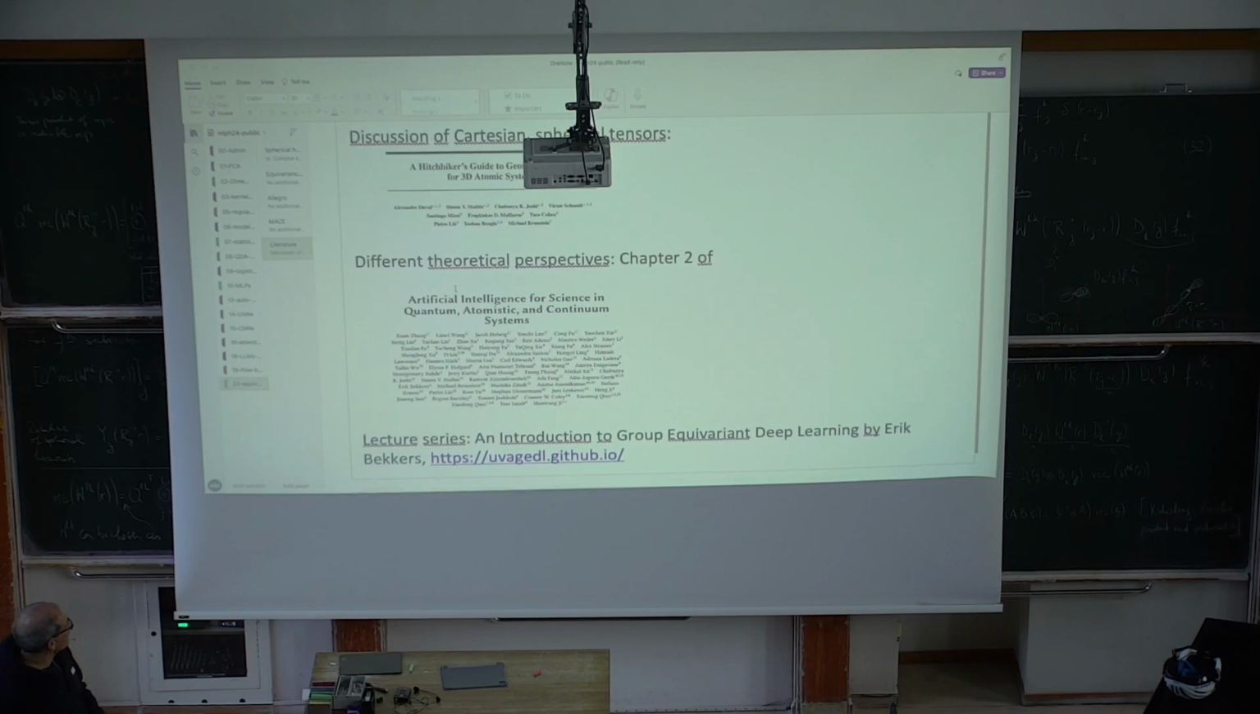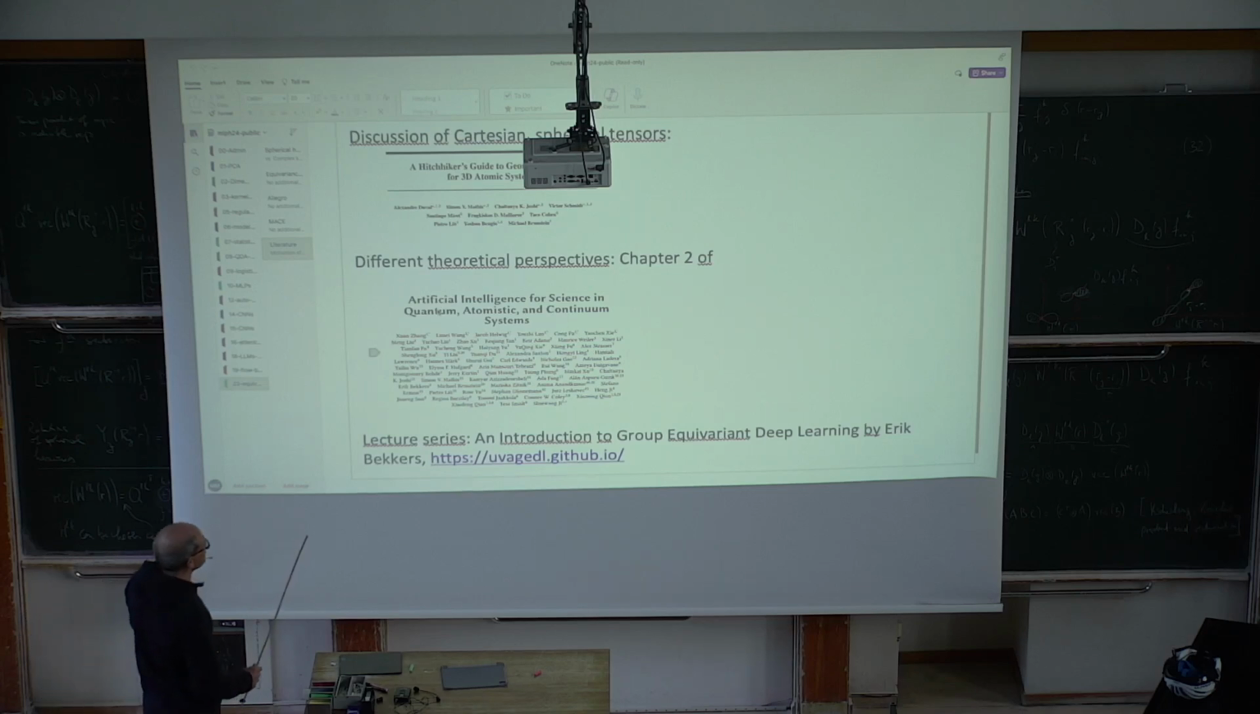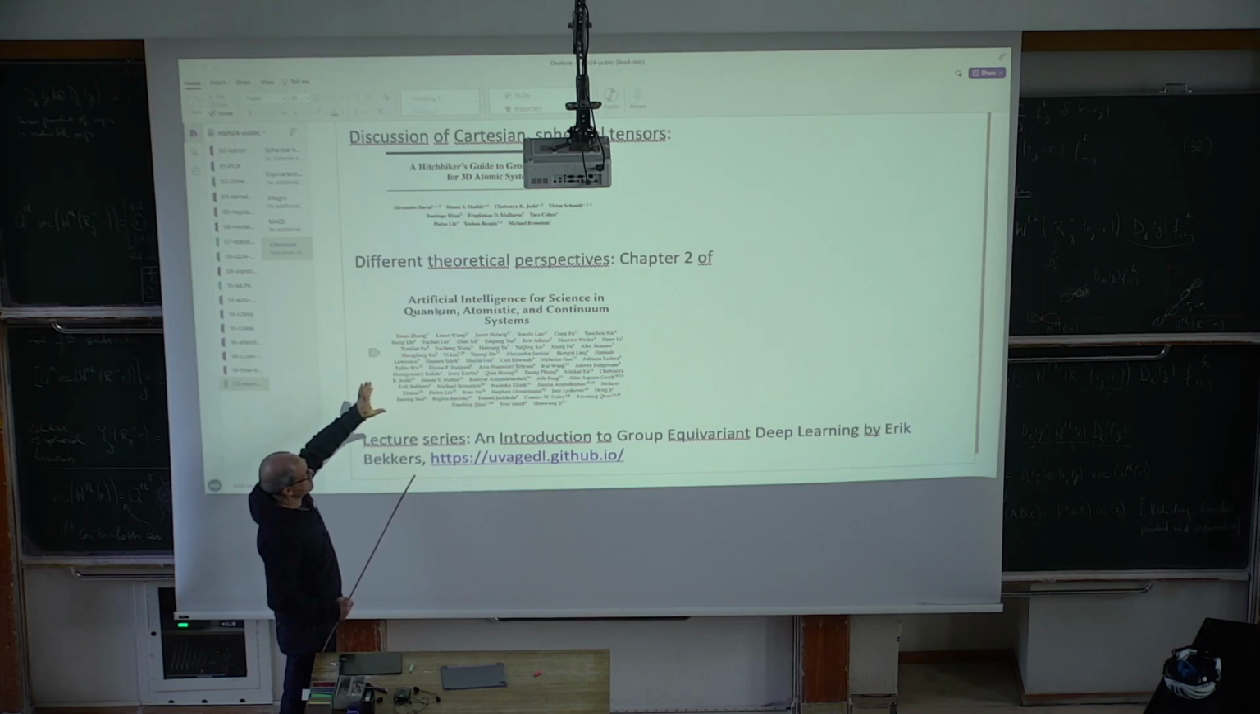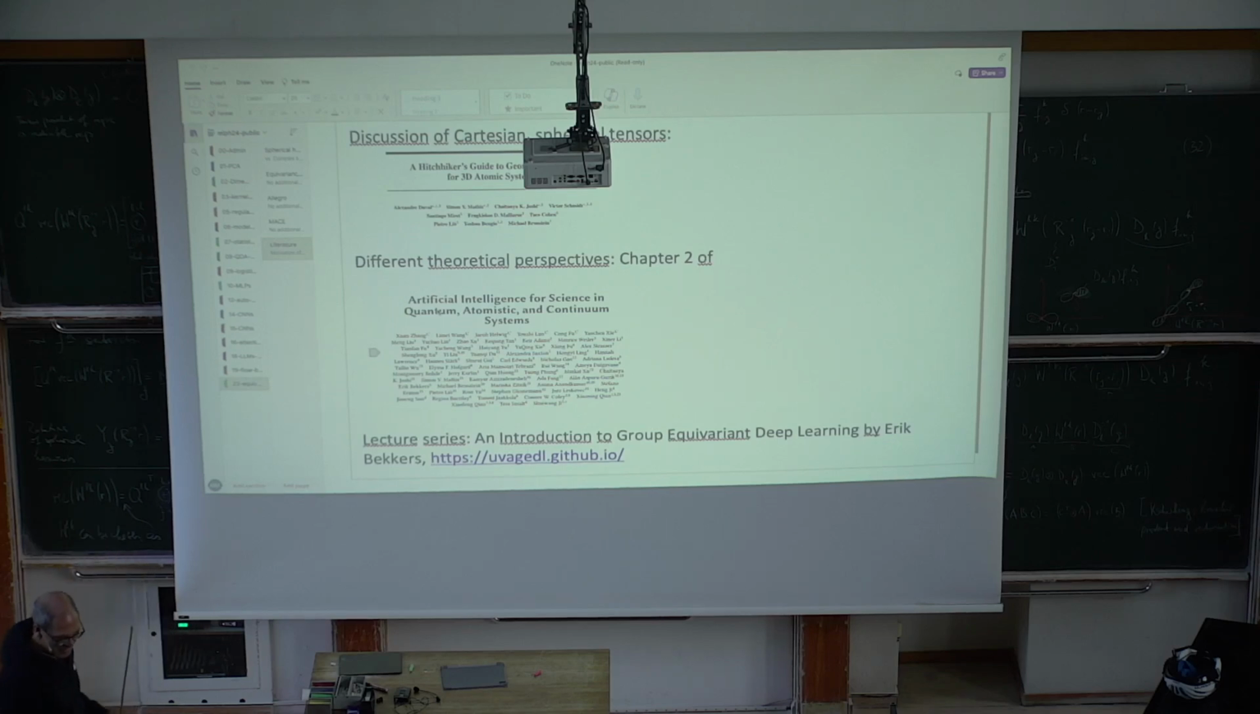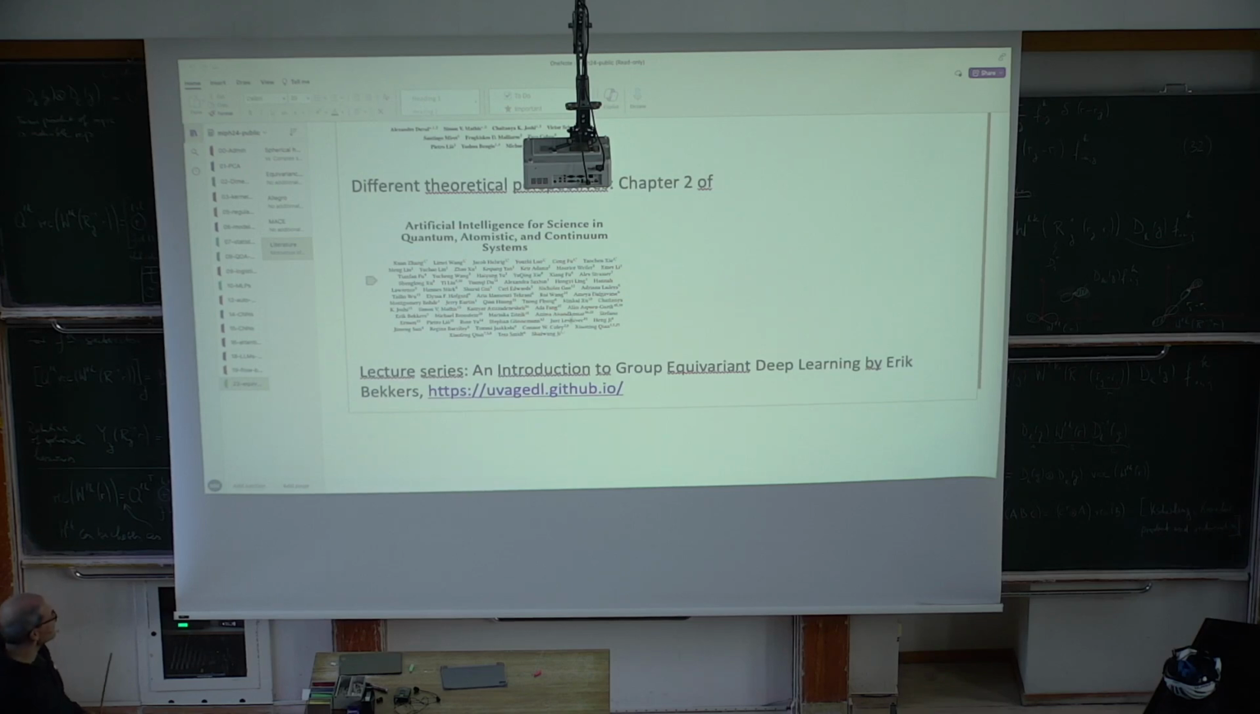And if you want to get different perspectives, from representation theory, from steerable filters, from the equivariance constraint, on the same problem, I recommend chapter 2 in this paper, which has 250 pages or so. It is a very diverse group of authors, and they've done a remarkable job of bringing this into a single paper and not just a random collection of material. If you want to take the real deep dive, there's a whole series of lectures by Eric Beckers, who does in one semester what we scratched last time and this time.